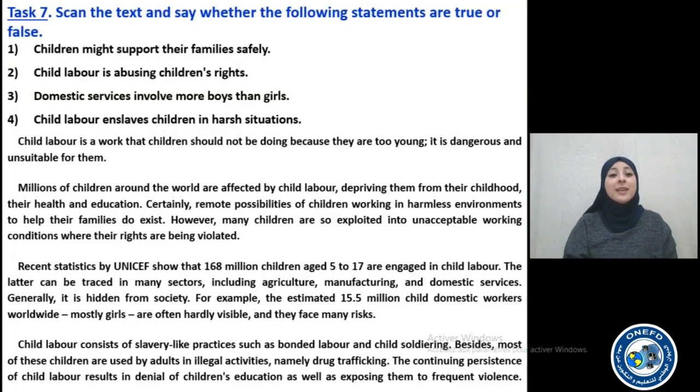Task 7. Scan the text and say whether the following statements are true or false. Statement 1. Children might support their families safely. 2. Child labor is abusing children's rights. 3. Domestic services involve more boys than girls. 4. Child labor enslaves children in harsh situations. I would like you to read the text carefully and use the scanning strategy to answer the question. Take time to do that and then we come back to answer together.